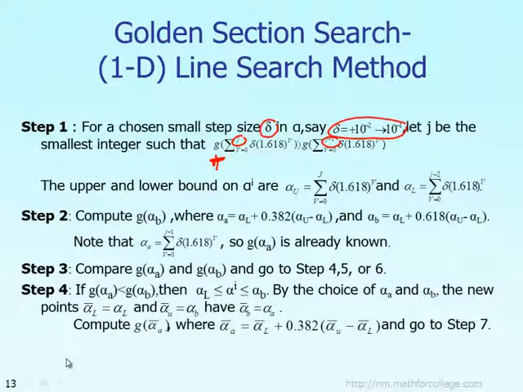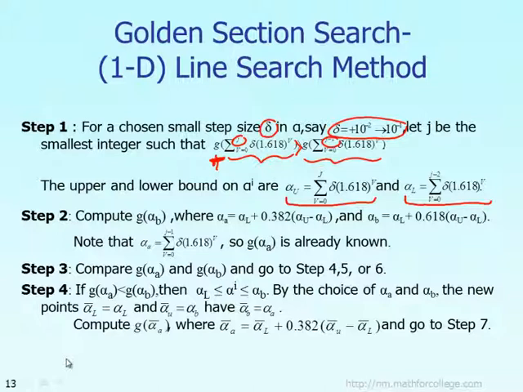Keep increasing the iteration j until you see the function value g evaluated at that location of alpha is bigger than g at the location with the summation going up to j minus 1. If that is true, then you say you have already found the initial upper bound by that formula and the initial lower bound by that formula.